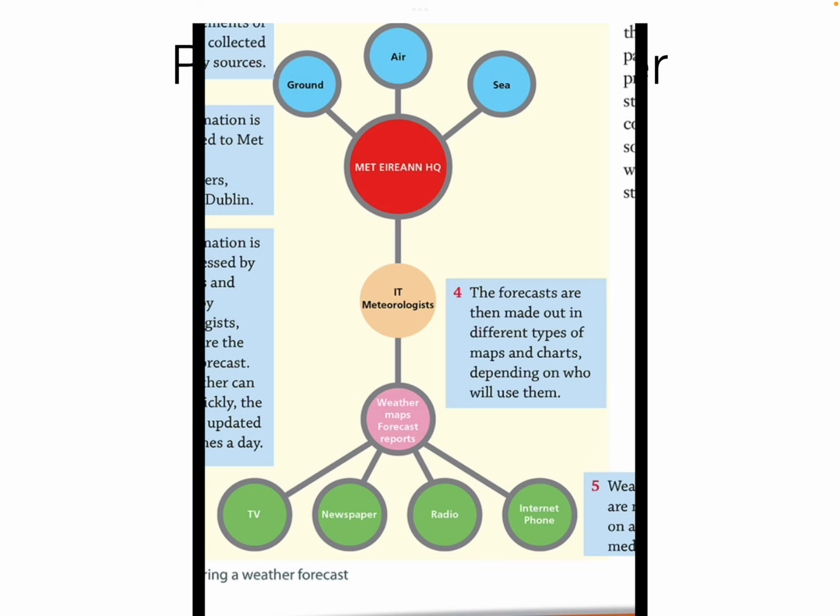So preparing the weather forecast, to simplify that down again and recap, we have loads of weather instruments on the ground. We have them high up in the air in the atmosphere, and we have them out in the sea and the ships and in the weather buoys. All of them send information to Met Éireann. Met Éireann has it in the computers. The meteorologist sits down at the computer, simplifies it down and puts it into a weather map and forecast report. They send it to the TV, so they present it on the TV. They send it to the newspaper crowd, like the Irish Examiner or the Corkman. They give it to the radio presenters or they give it to the phone app companies.